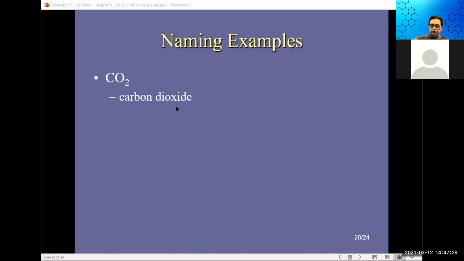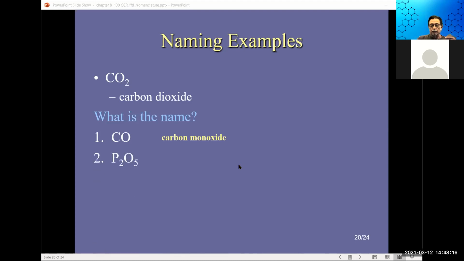Carbon dioxide, you can see carbon is the first nonmetal all by itself. We don't need to do mono in front of it. And then we have an oxygen, which is bonded to the central atom, so the name goes to oxide. And then we use the prefix di to designate that there are two oxides. Here we have a similar thing, except now we only have one oxygen. So when we have one oxygen, we have to utilize the prefix mono. So it'd be carbon monoxide.